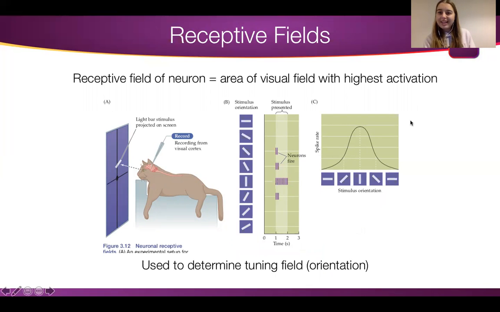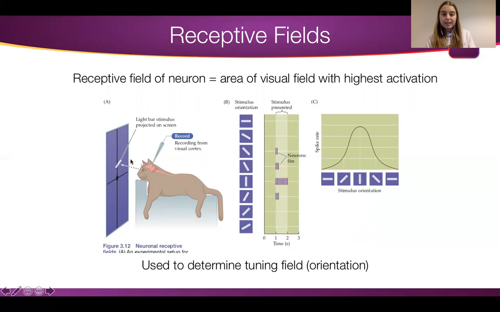And lastly, we have receptive fields. I'm only going to get into this briefly because this is a slightly more complicated topic, but I'll go in depth about it in the actual course. The receptive field of a neuron is the area in the visual field that causes the highest activation of the neuron. And this is determined using an electrode that gains single cell recordings.